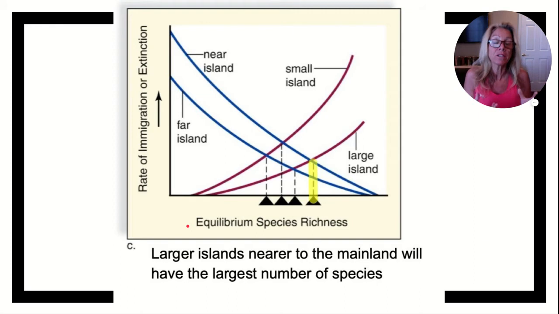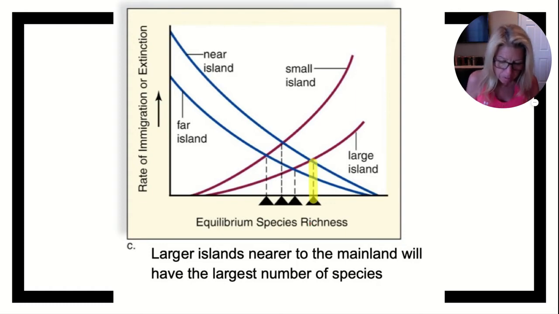In our last chapter, we're going to talk about why biodiversity is so important. Right now, we've talked about how to measure biodiversity, and we'll talk about the importance of biodiversity in our final chapter. So when we look at species richness, we're looking at where those two graphs I just showed you overlap. Where do you get the most species? If you have a large island that is close, that's where you have the greatest species richness or biodiversity.